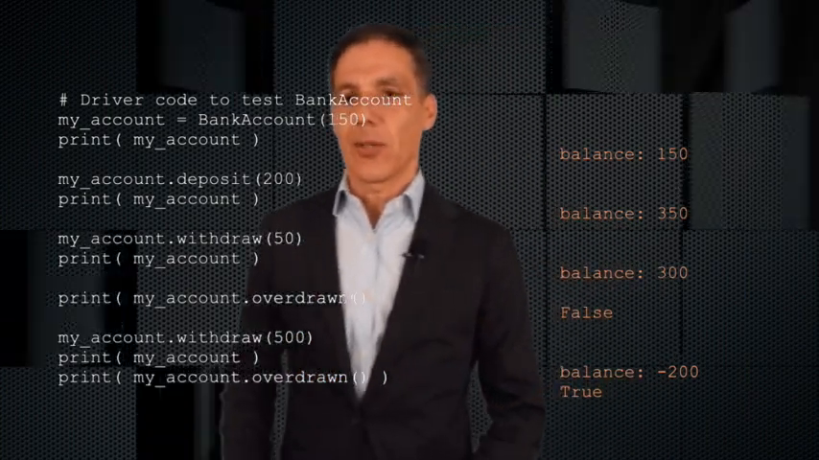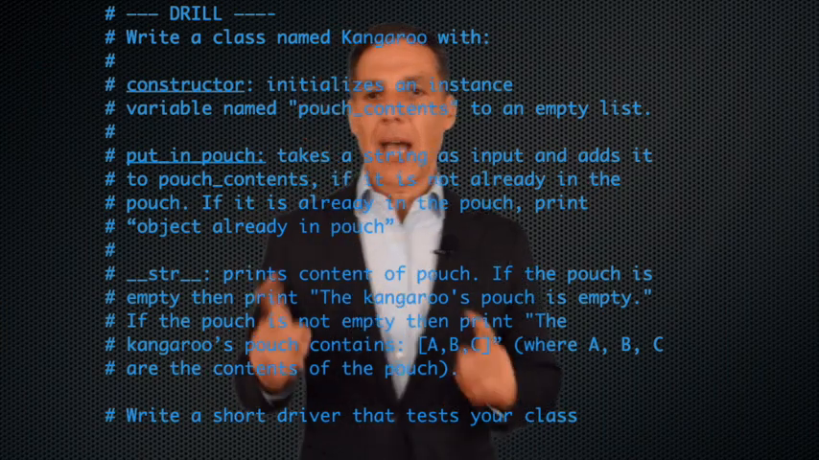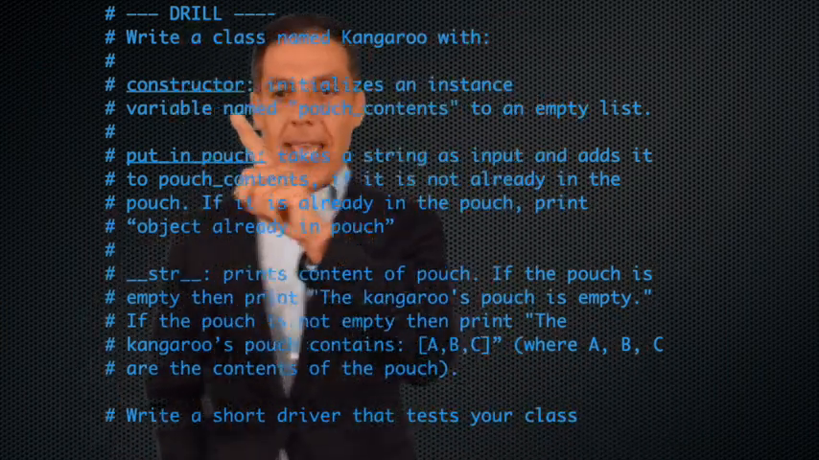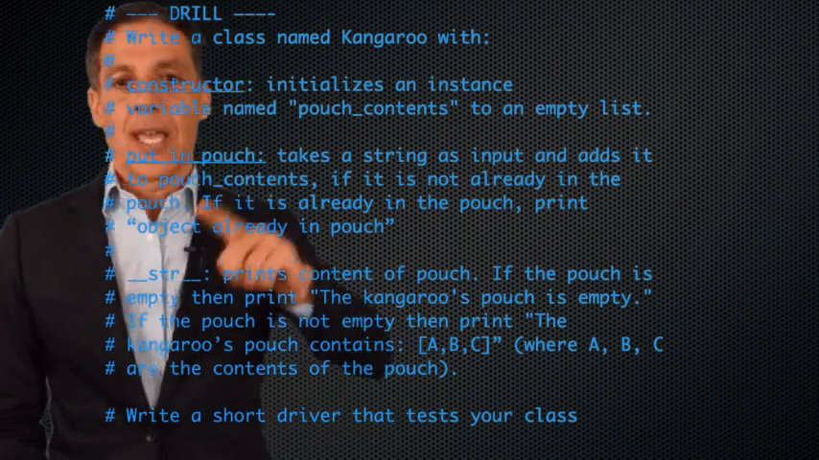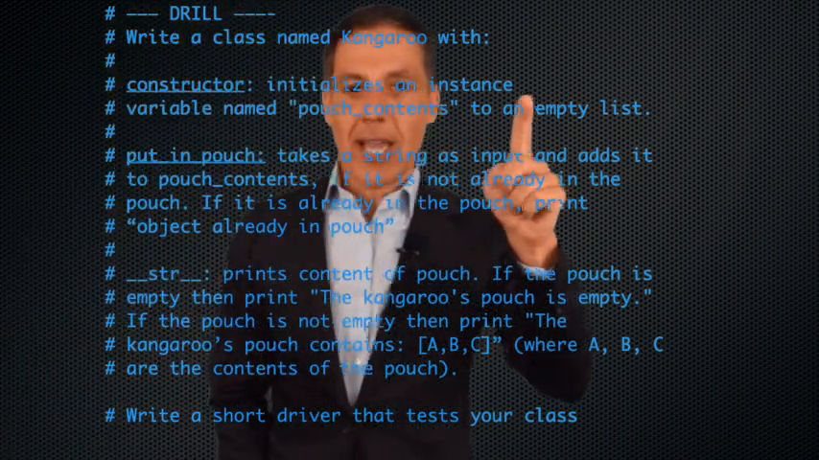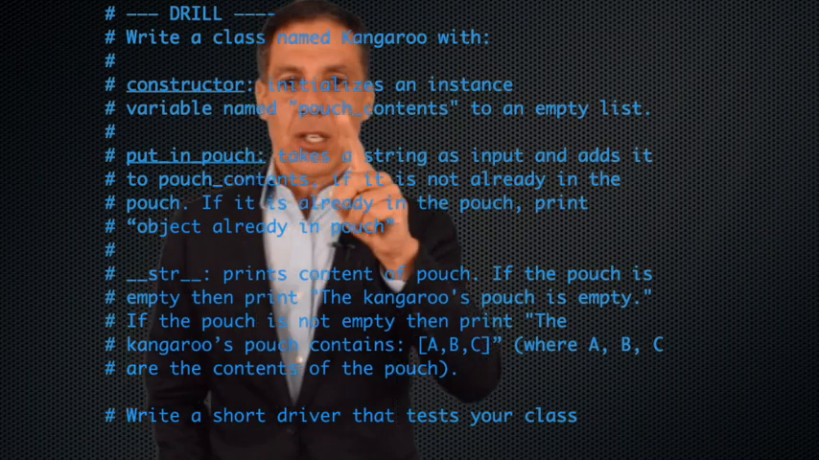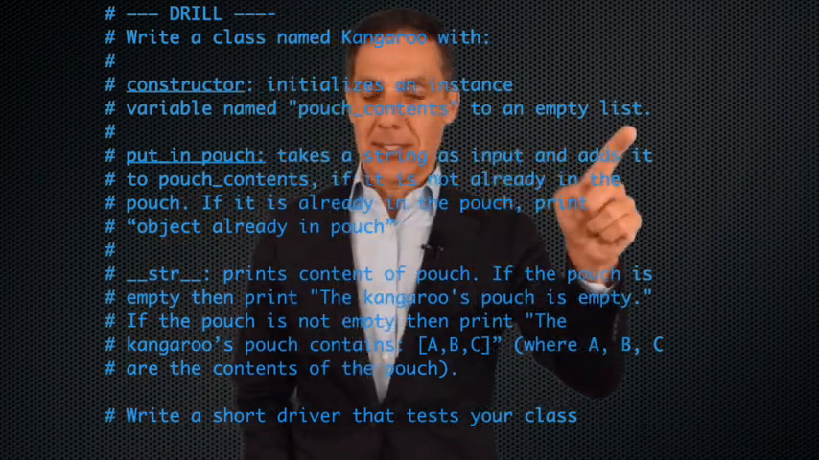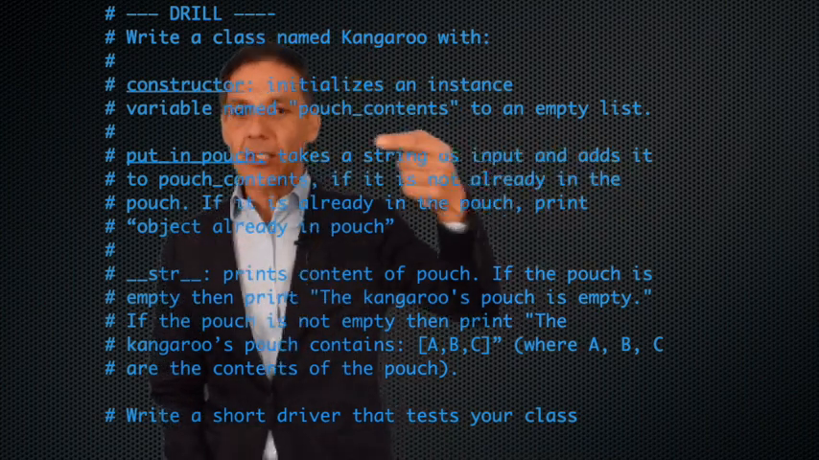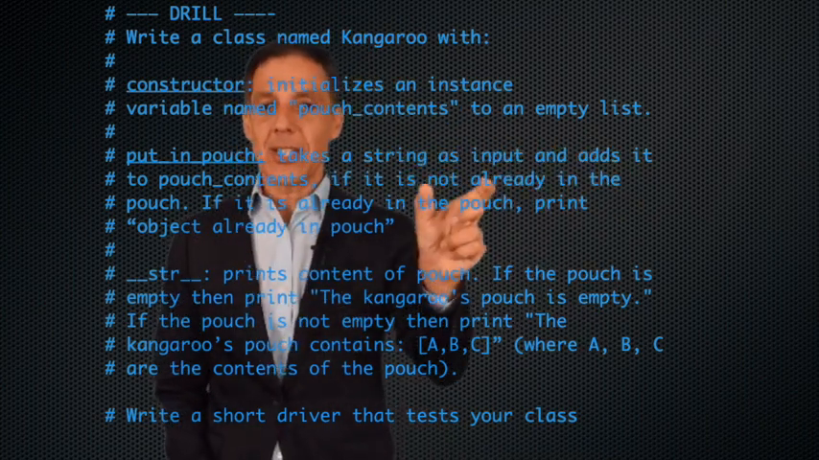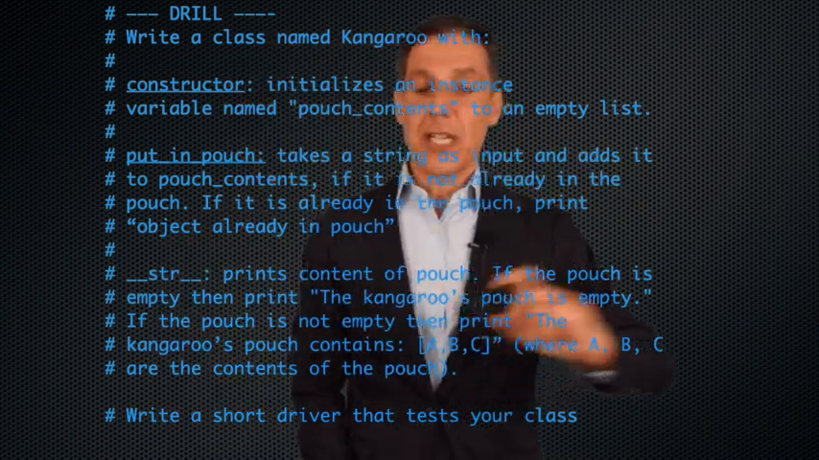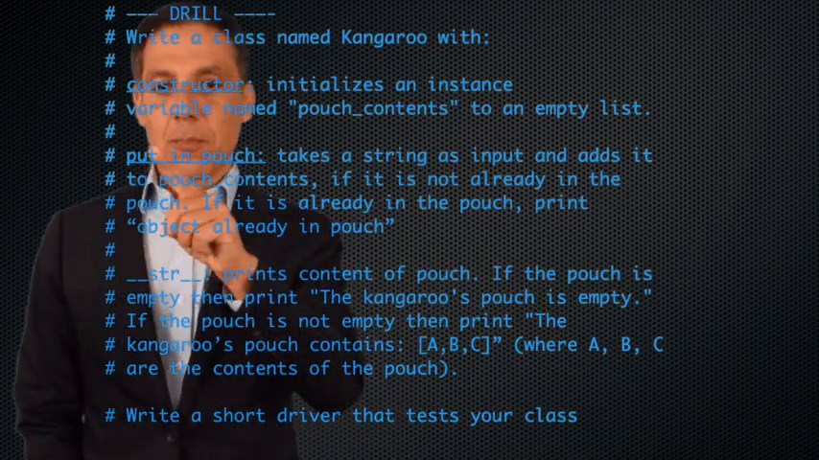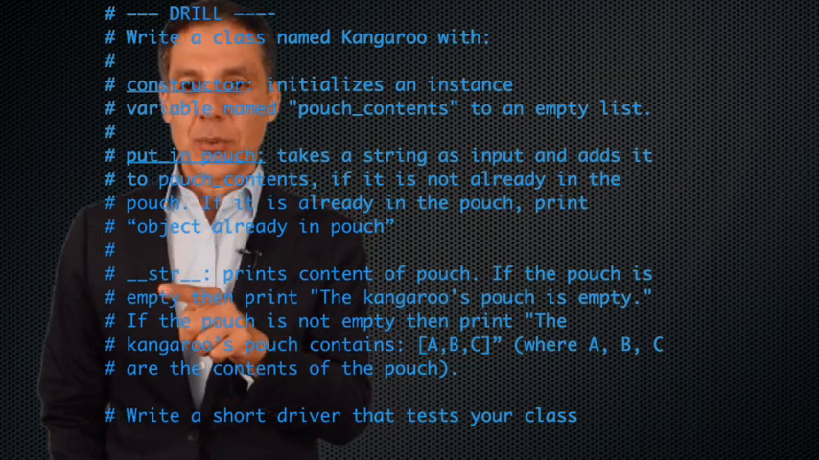Okay, good. So let's do the last drill. I would like you to create a class called Kangaroo. And it has, of course, a constructor. And the constructor initializes an instance variable called pouch contents to be an empty list. So now the data associated with the kangaroo is going to be a list. And initially it's just an empty list. Okay, that's it.